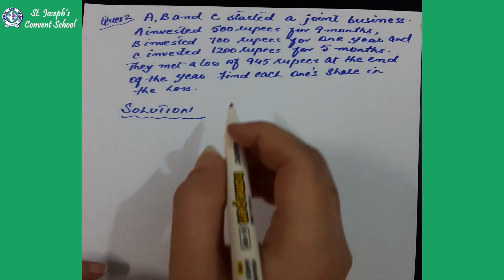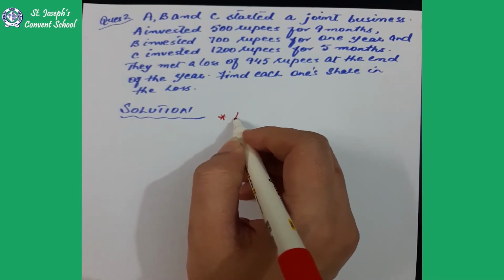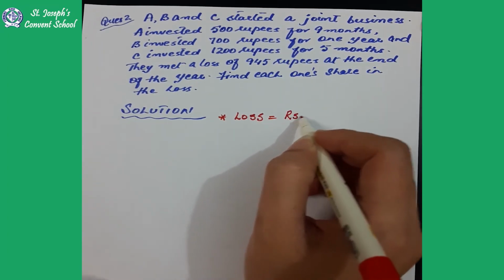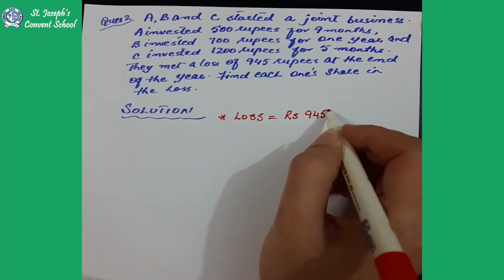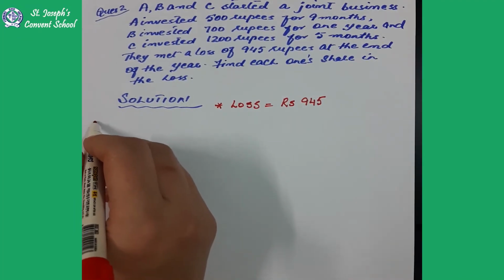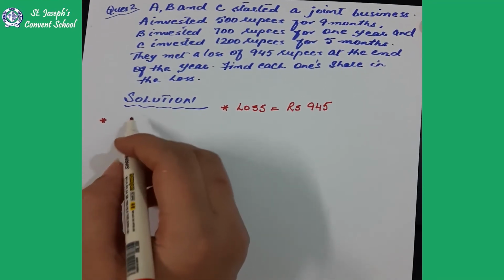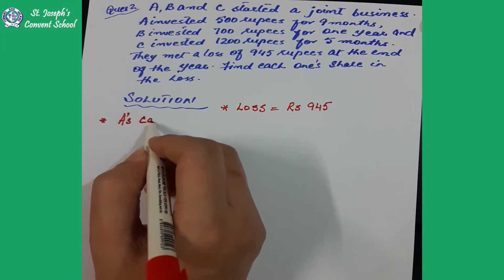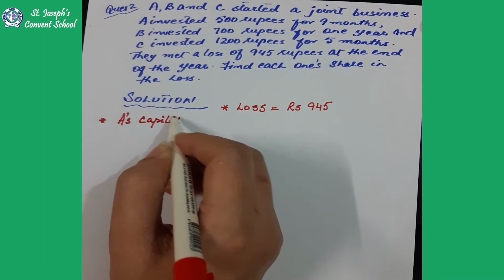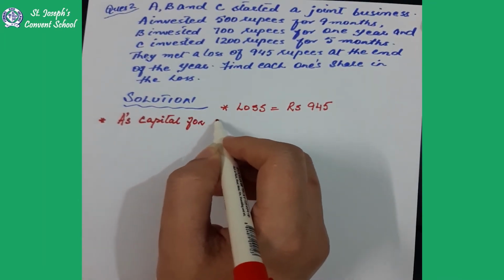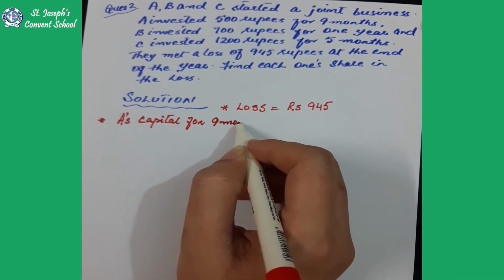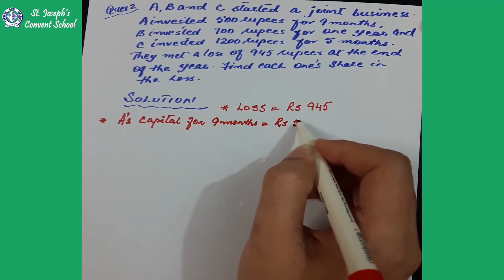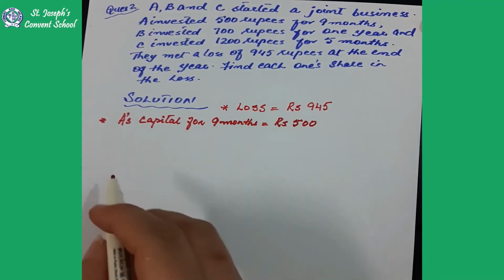Loss, we will write the loss amount. Loss is rupees 945. Okay, let's start with A's capital. A's capital for 9 months is rupees 500. Okay, A's amount is 500.